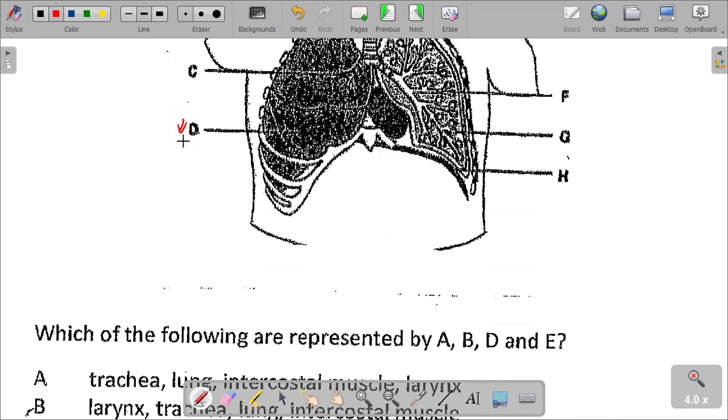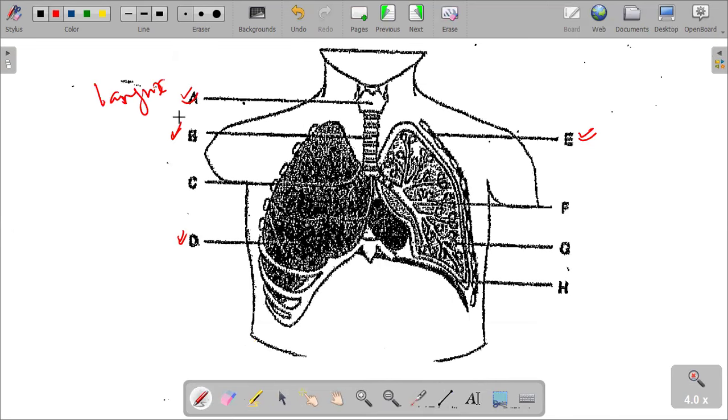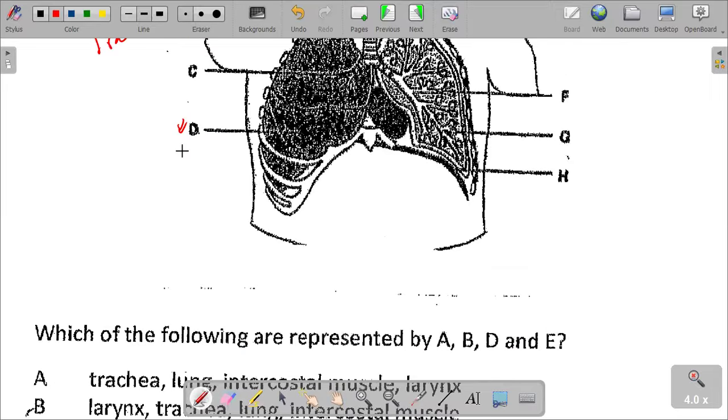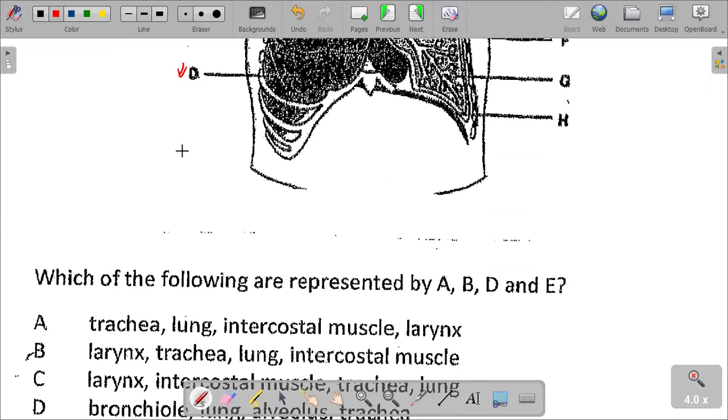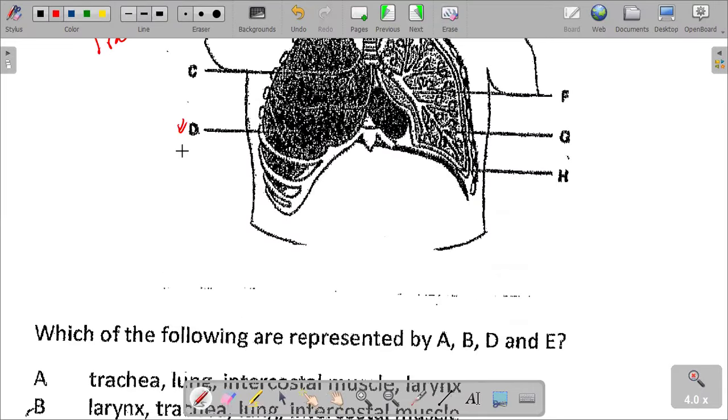B is the trachea. And then what is D? D is actually showing something inside the cavity there, or it is the lungs. And then A, B, D, and E.